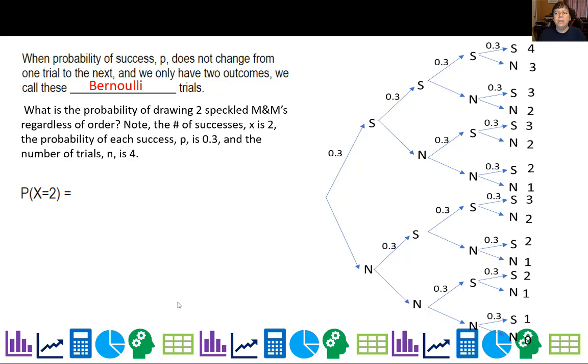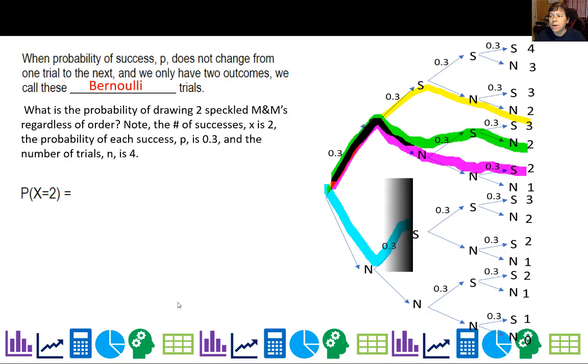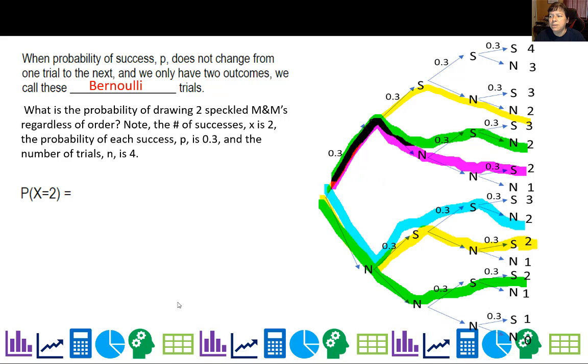So what is the probability of drawing 2 speckled M&Ms regardless of order? Note the number of successes, X, is 2. The probability of each success, p, is 0.3. And the number of trials, n, is 4. Because I have my tree diagram here, I could just go through and highlight every outcome with 2 successes, and there are 6 outcomes. So I can just go 6 times 0.3 squared times 0.7 squared, which gives me 0.264.